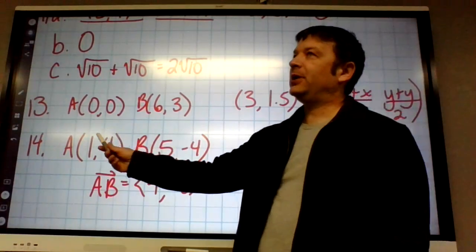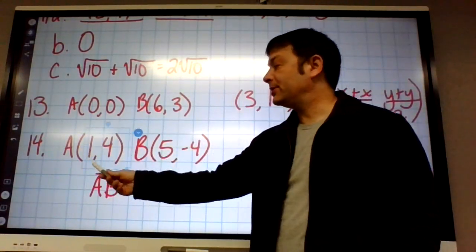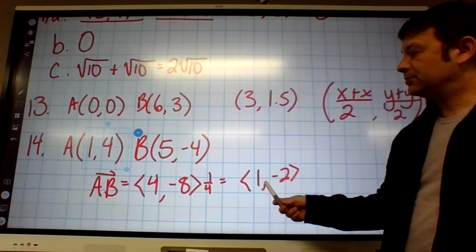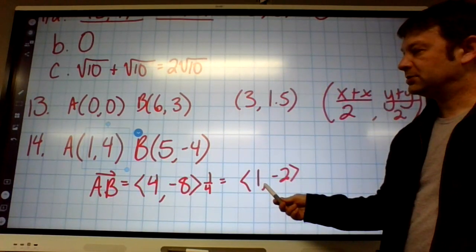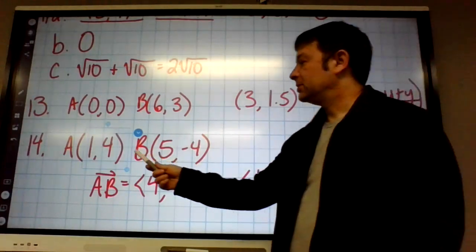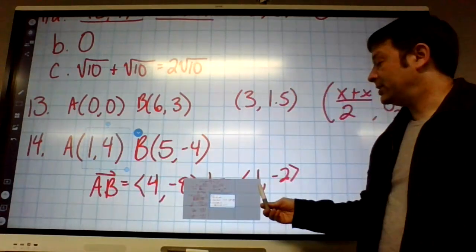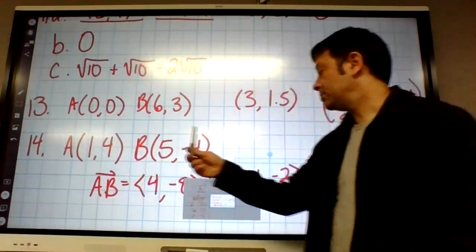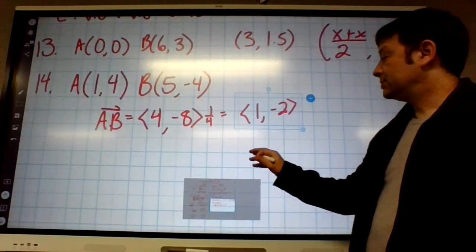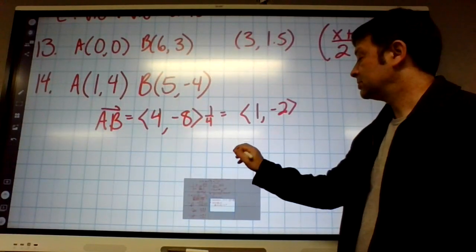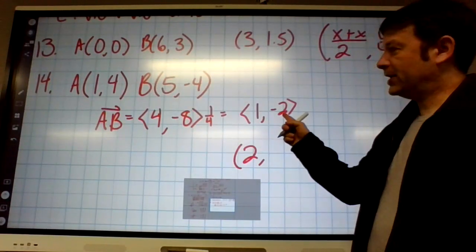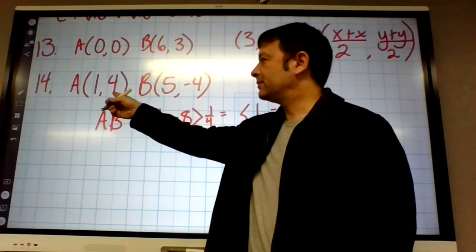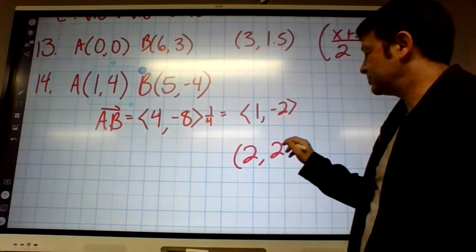So starting from A, because A is like our starting point, we want to move 1, negative 2. In other words, we're going to move 1 in the x direction, so 1 plus 1 is 2. And we're going to move negative 2 in the y direction. 4 minus 2 is 2.